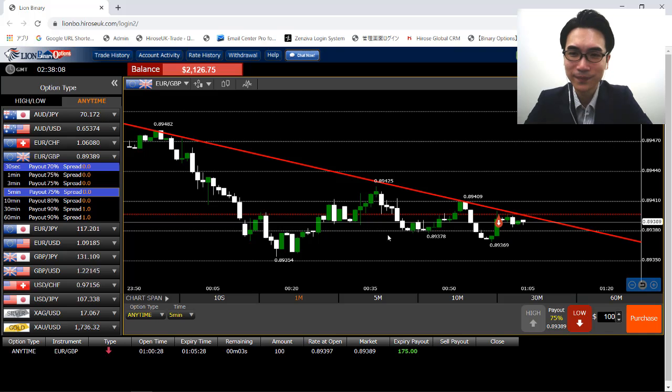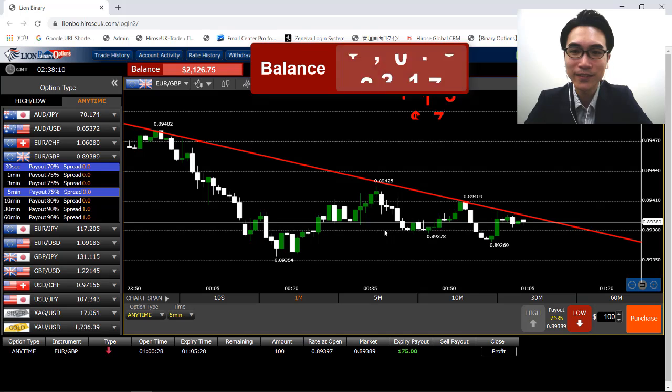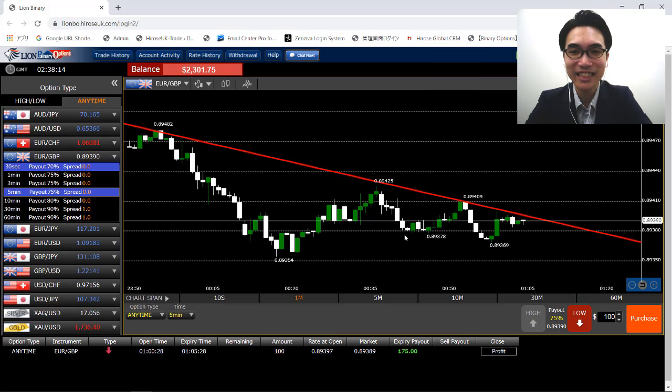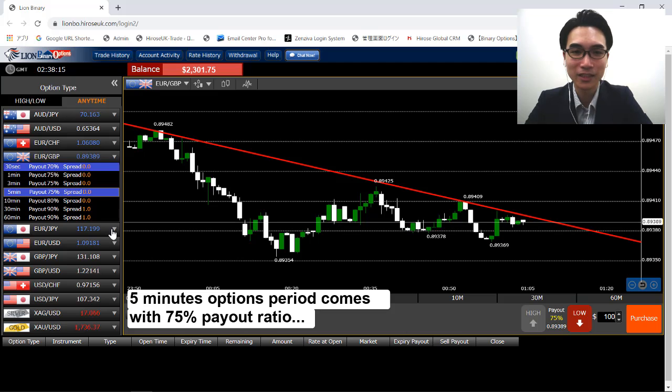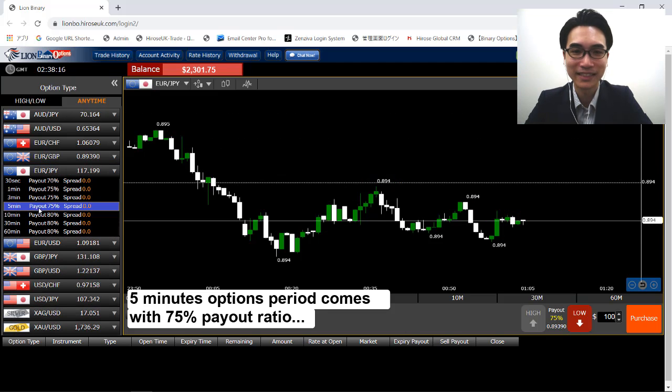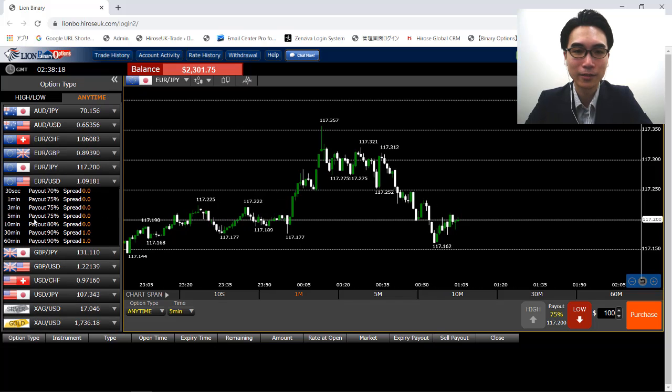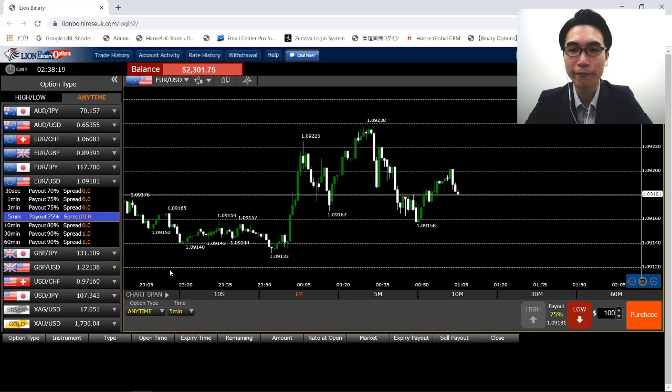Alright, the trade is almost finished, it's looking good. It's gone down. $75 profit. It's actually worth mentioning that the 5 minute option has a 75% payout ratio. Alright, so let's move on and look for another one to trade with.